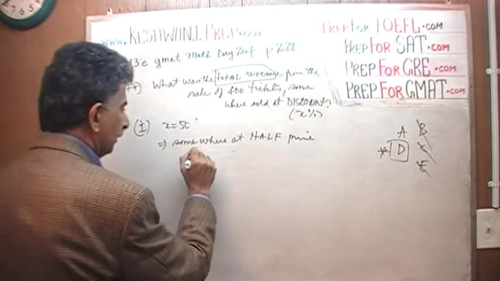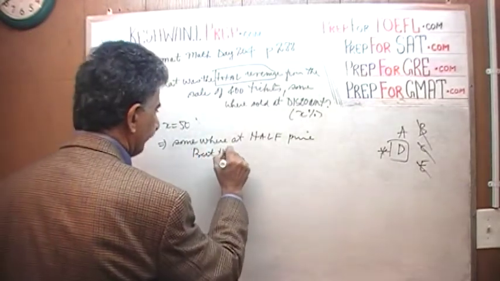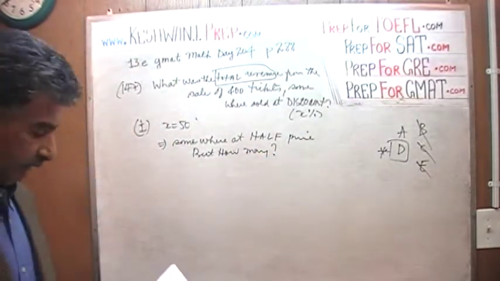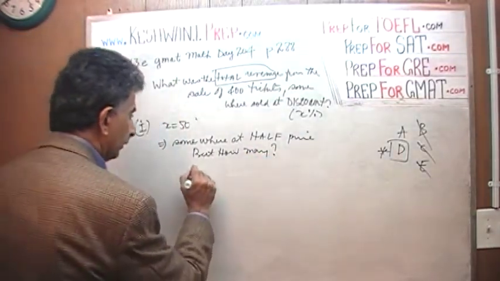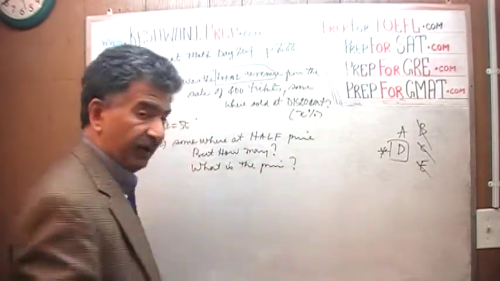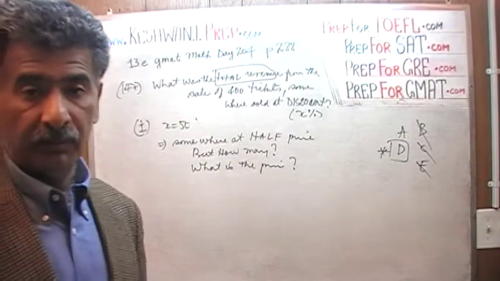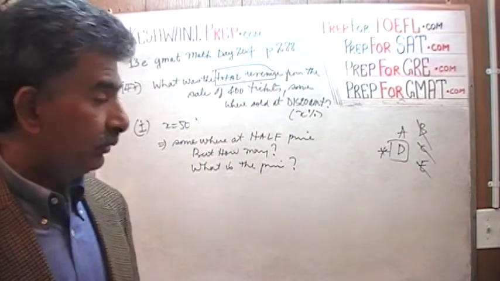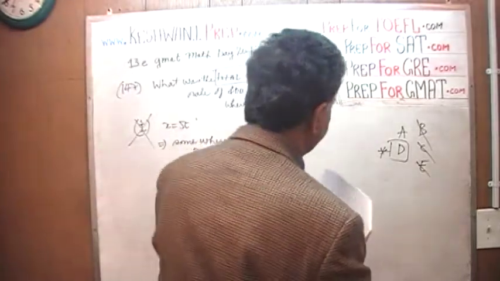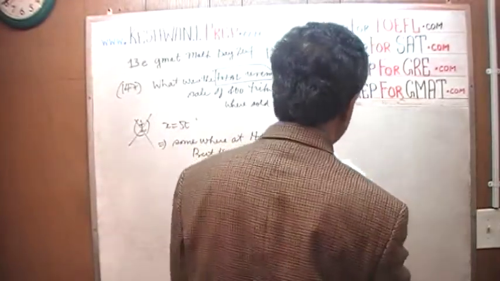But how many were sold at half price? And the second question is, what is the half price? What is the price? If we know half a price, we can figure out the full price. We don't know the price, we don't know how many were sold at discount. This is not enough. The first statement is not enough.